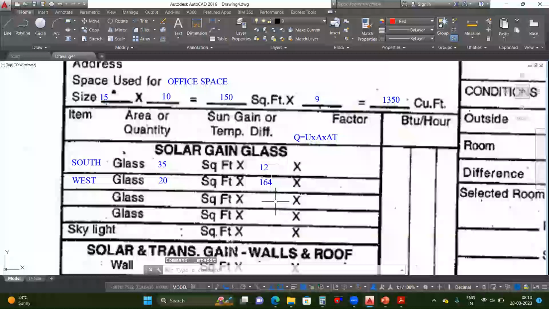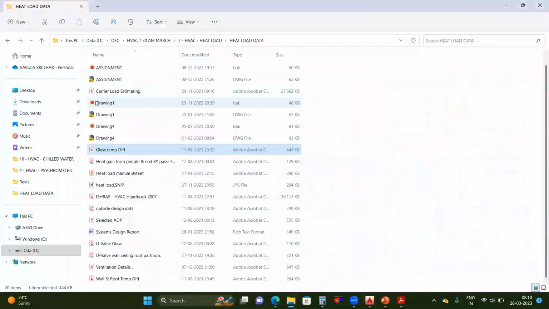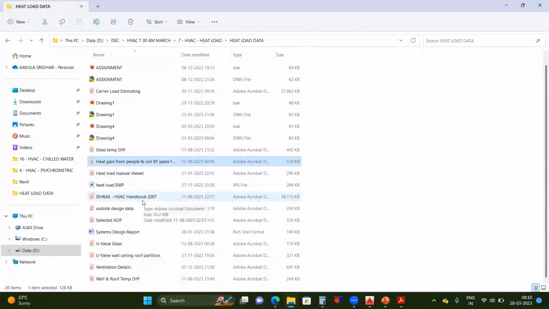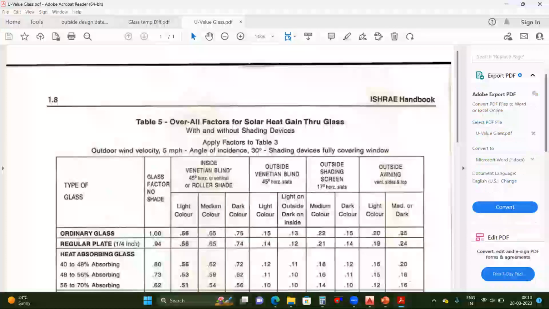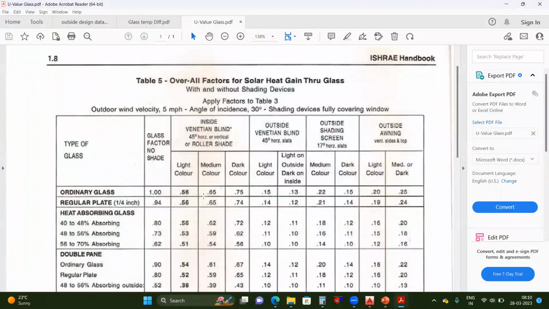Okay, so what we have left in this formula, if you see, we have entered the area and we have entered the delta T. So we need to enter the U value. For this U value, we will go again to the HVAC handbook. So this is Table 5. You can see it in the HVAC handbook.